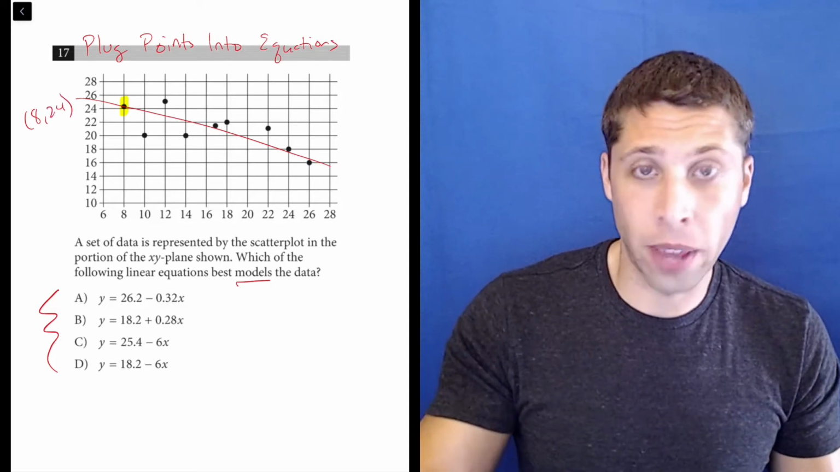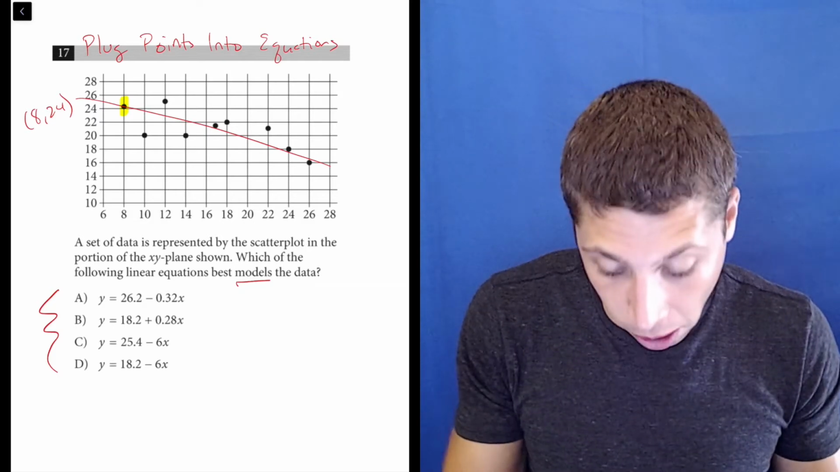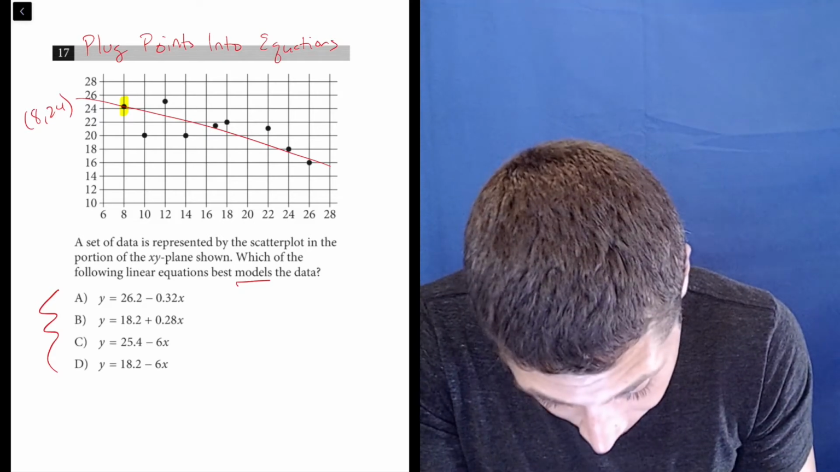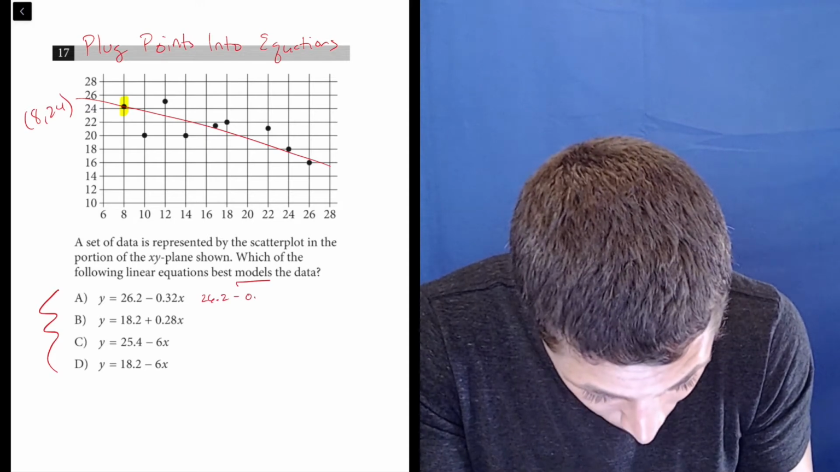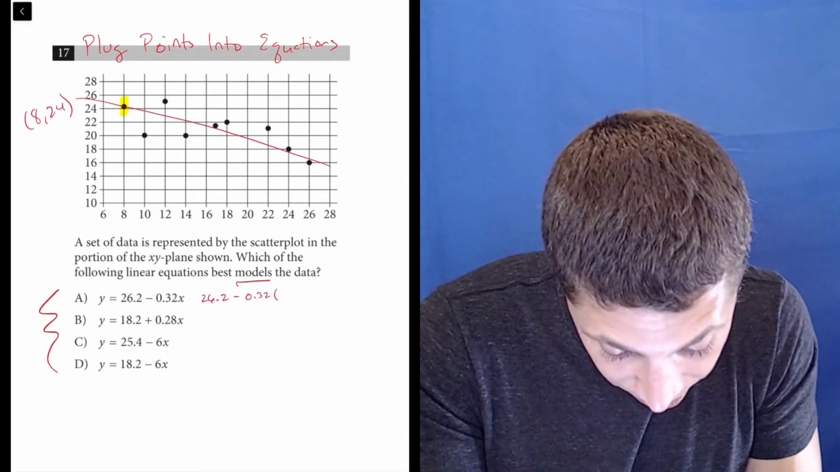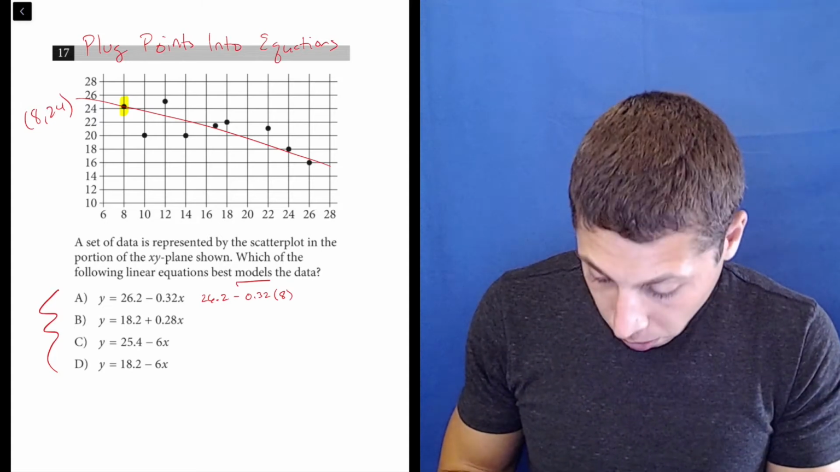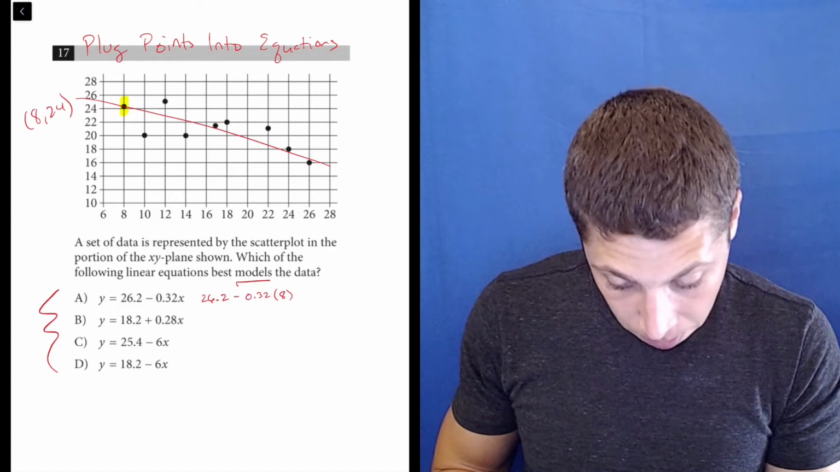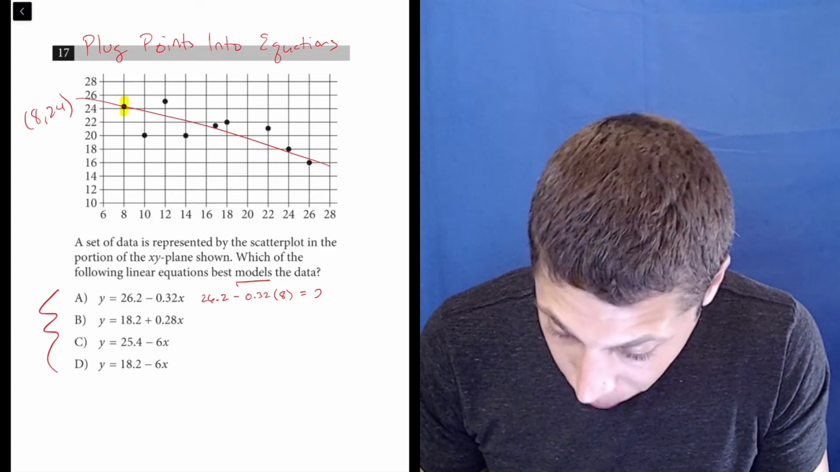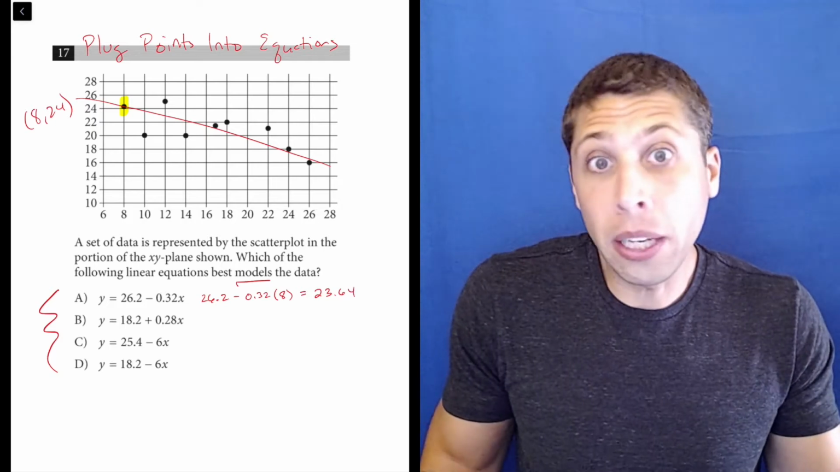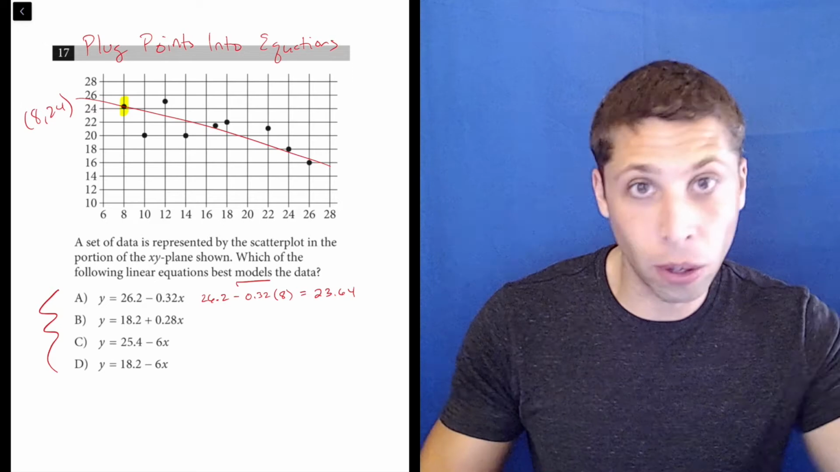So what I'm looking for then is if I plug that point into these equations, I should roughly get stuff that works. So I would say for choice A, 26.2 minus 0.32 times the x-coordinate, which is 8, should give me roughly 24. So let's see. 26.2 minus 0.32 times 8 is 23.64. So pretty good.